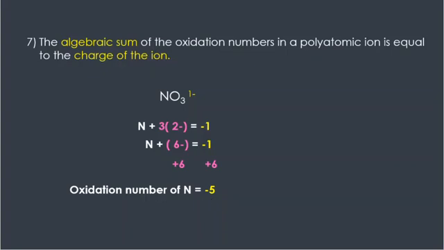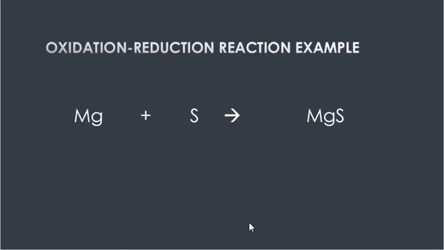Now we're going to take a look at some oxidation-reduction reaction examples. We're going to start with this synthesis reaction of magnesium plus sulfur producing magnesium sulfide. So the first element we're going to look at is magnesium. Notice that magnesium on the reactant side stands alone. We're going to start by assigning oxidation numbers to magnesium. So on the reactant side, because it stands alone, magnesium is 0.